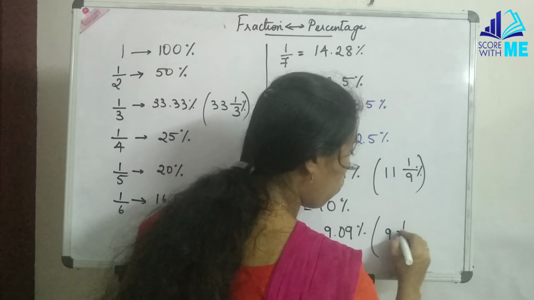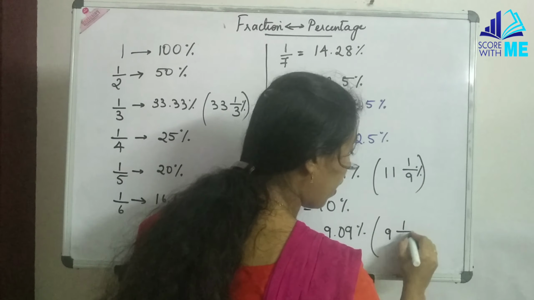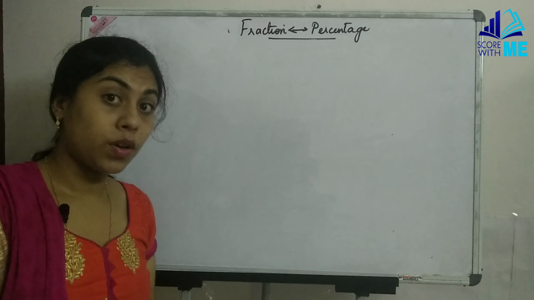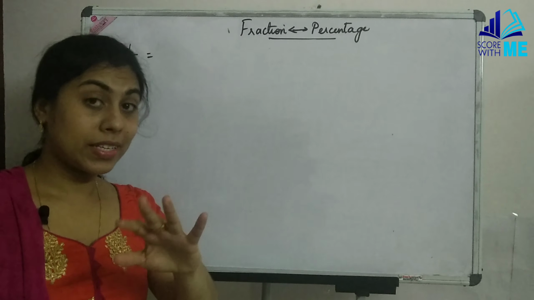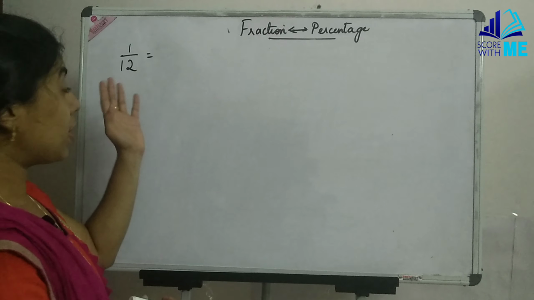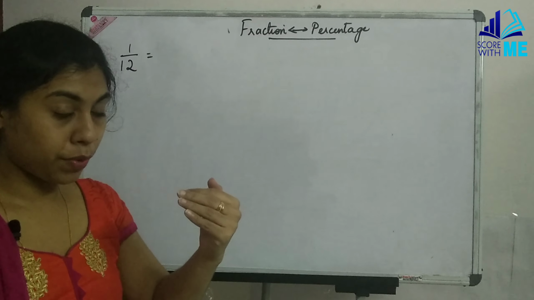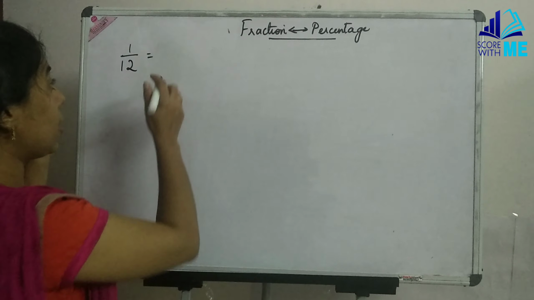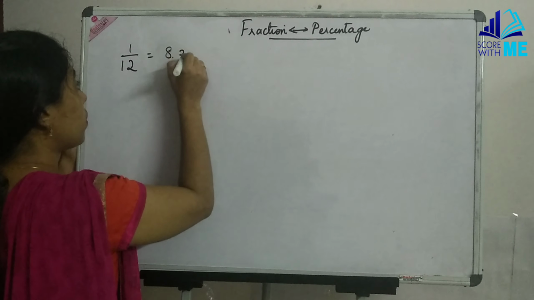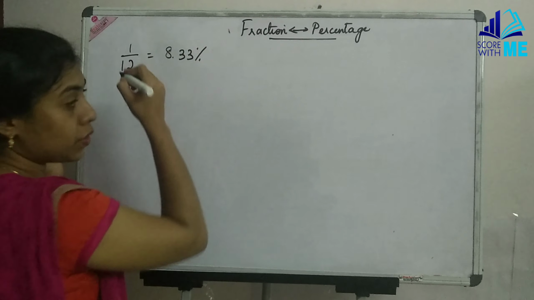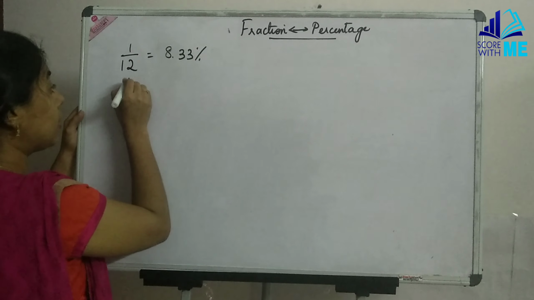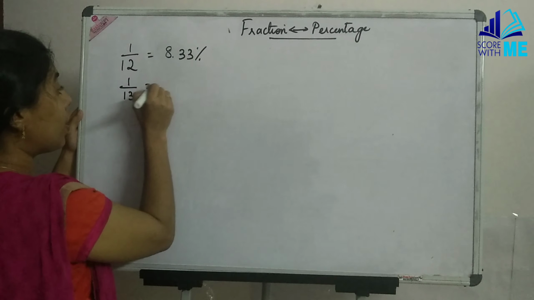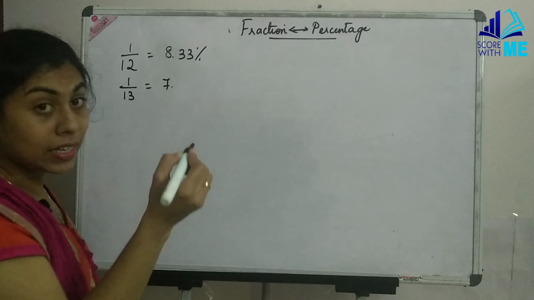So 1 by 11 percentage is its value. Now the fractional value for 1 by 12: already we saw that the value for 1 by 6 was how much? 16.66. So for 1 by 12 it is going to be half of 16.66, and that is going to give us 8.33. So this won't be a big task to remember 8.33 fully. And next we go with 1 by 13.